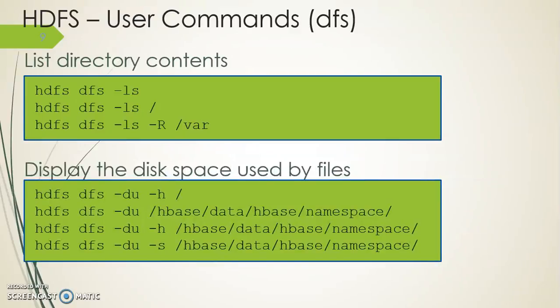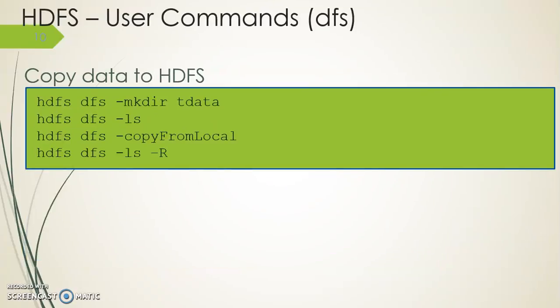The user command to list directory contents is hdfs dfs -ls. Whereas to display the disk space used by a file, hdfs dfs -du -h is used. The HDFS command to create a directory is hdfs dfs -mkdir tdata, or hdfs dfs -ls.